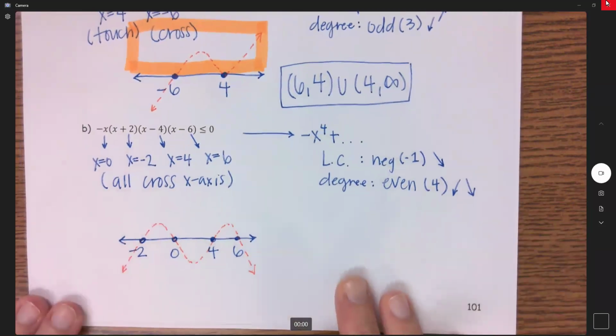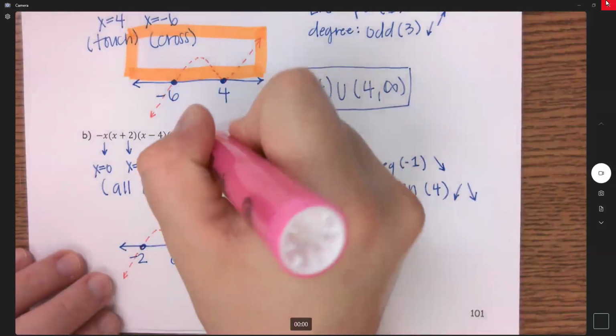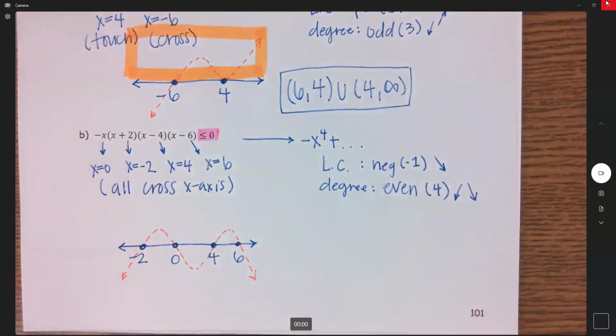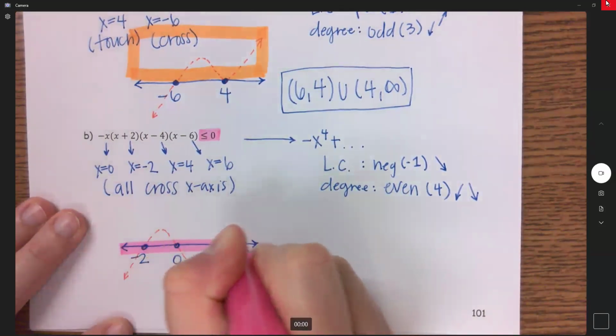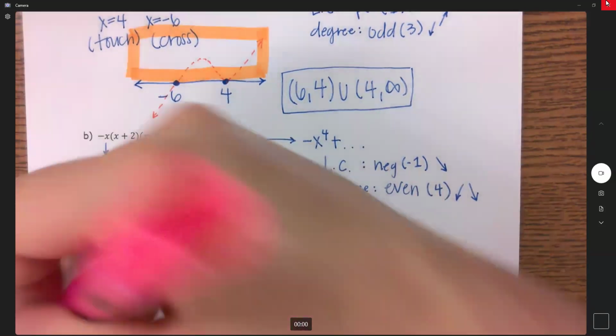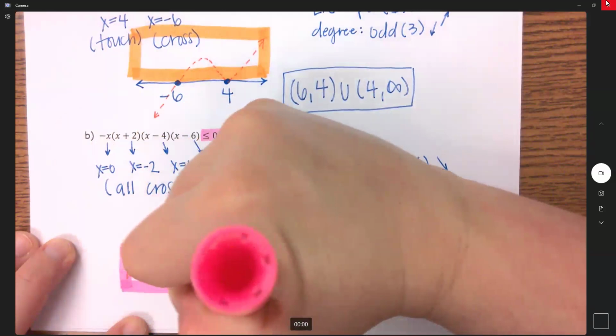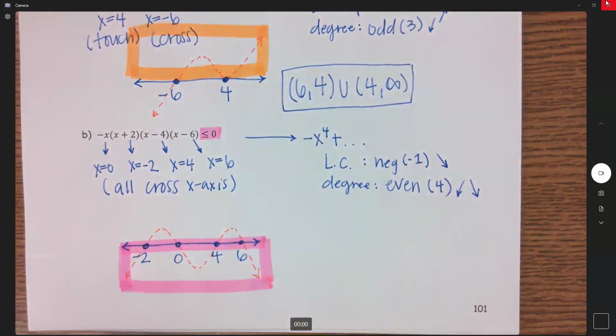So here's my rough sketch. And now I need to know, when is this going to be less than or equal to 0? So that means we're talking about everything below this x-axis. And because it is equal to, it also includes that x-axis.